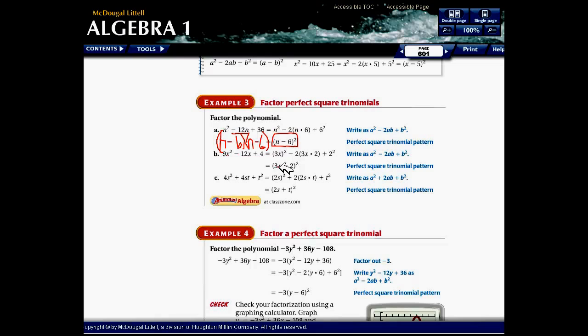Square root of this, 3x. Square root of this, 2. Has to be a negative 2 because they have to multiply together to get a positive and add together to get a negative. 3x minus 2 squared. Next one.